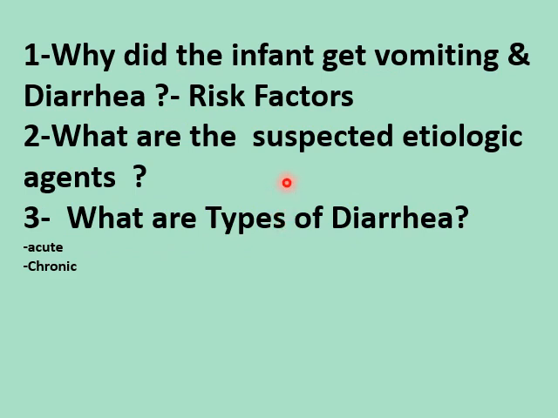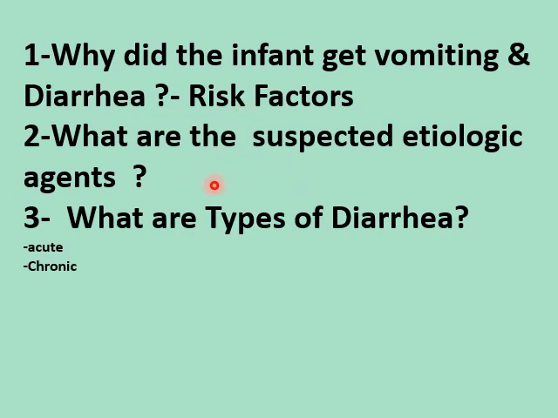So here, why did the infant get vomiting and diarrhea? Risk factors of diarrhea: absence of breastfeeding, contaminated food and drinks, contaminated bottle. Bottle feeding has a high risk of developing diarrhea, because most of the infection comes from the infected bottle. Kids with diarrhea may infect other contacts, especially in schools, daycare centers, health centers.